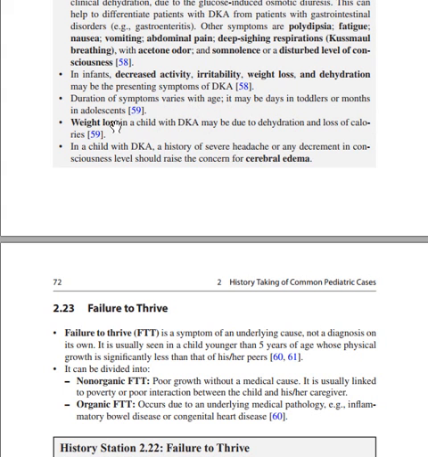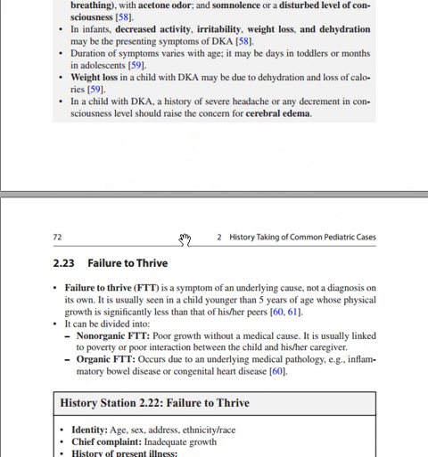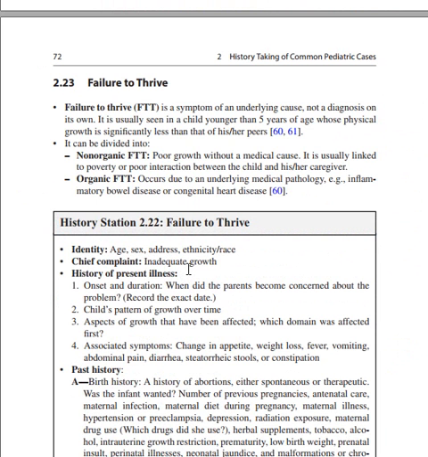In a child with diabetic ketoacidosis, a history of severe headache or any decrement in consciousness level raises the concern of cerebral edema. So if you have severe headache or a change in consciousness level, you should think of cerebral edema in a child with diabetic ketoacidosis. The next thing you're going to visualize is failure to thrive.